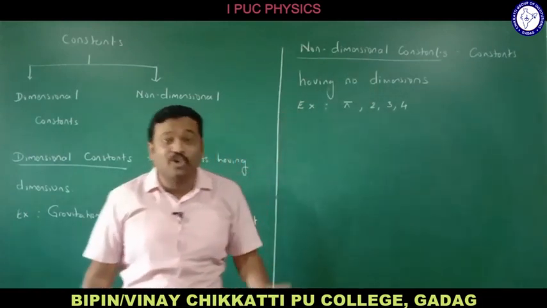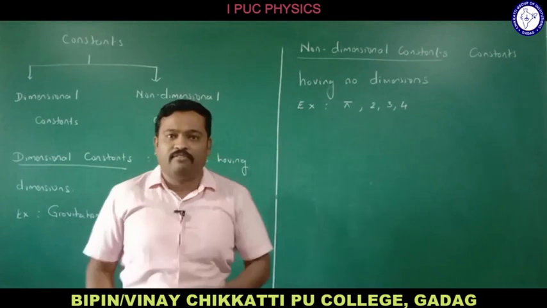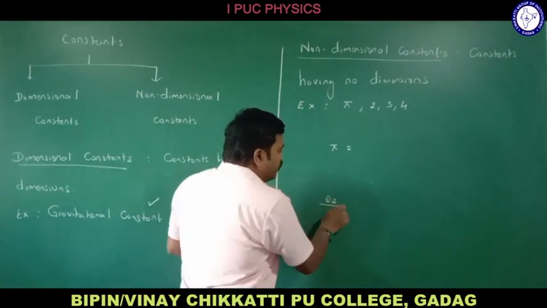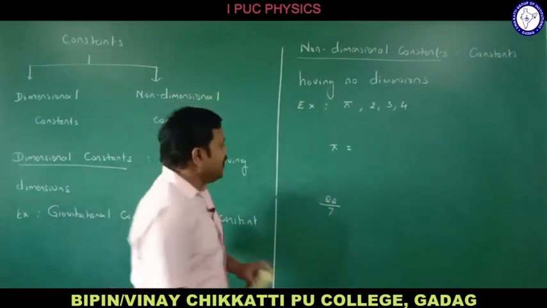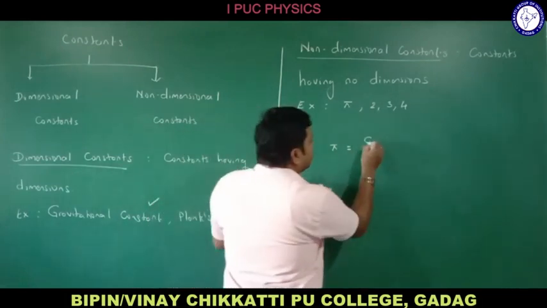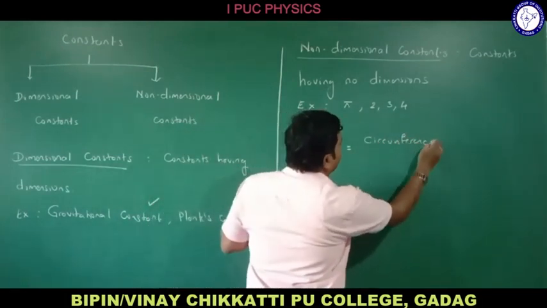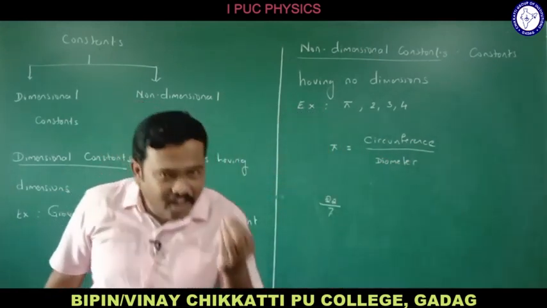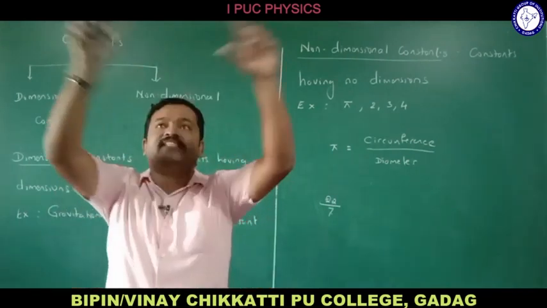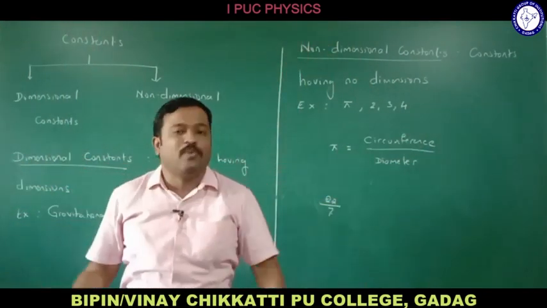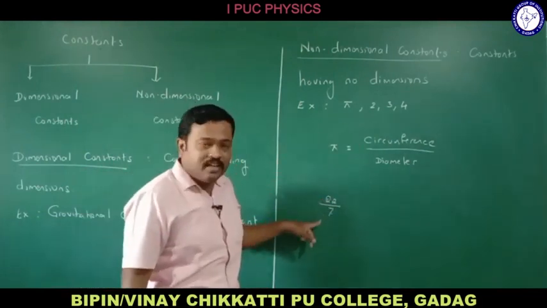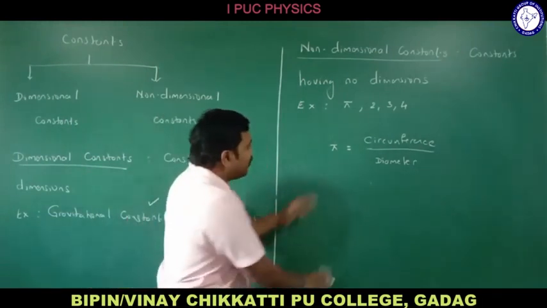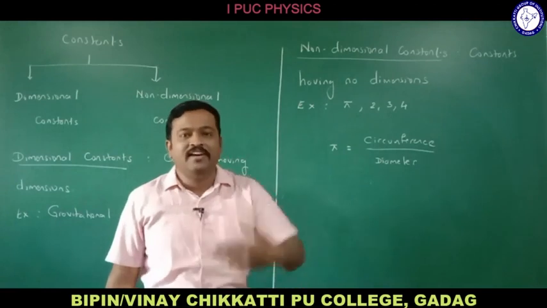Pi is also a non-dimensional constant. I think you have heard about pi. What is the value of pi? That is 22 divided by 7. What is the meaning of this? We know the formula for pi is circumference divided by diameter. Pi is the ratio of circumference to diameter. For any circle you take, if the circumference is 22, then the diameter is 7. If the circumference is 22 centimeter, the diameter will be 7 centimeter, right?